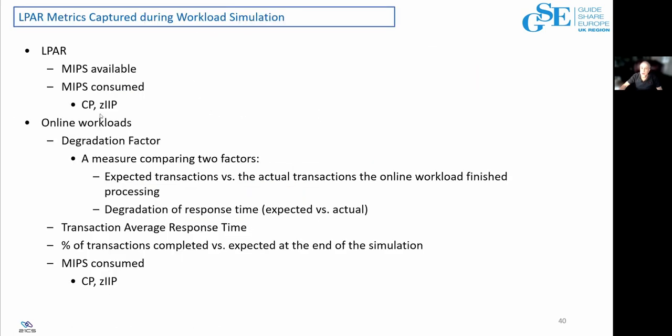For LPAR metrics, if you're going to do workload simulation, the things that are really important are: what are the MIPS available or service units available? What's the degradation factor? If you increase the environment, what's the expected transactions and the actual transactions, and what is the degradation in response time? And then the transaction average response time, what would that look like? These are all just common metrics that you might be tracking in your process.